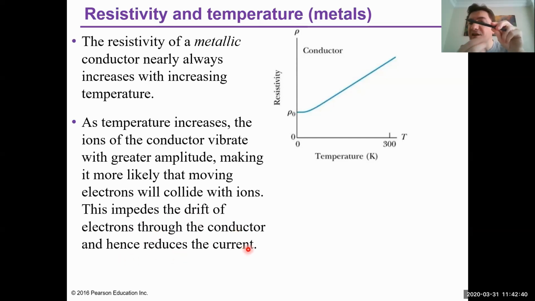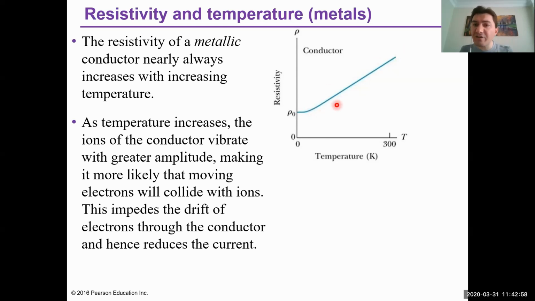So you will increase the number of the collisions within the metal if you increase the temperature. This is the main idea behind this. So if the collisions are increased, then the resistivity is increased. So conductivity goes down at higher temperatures.